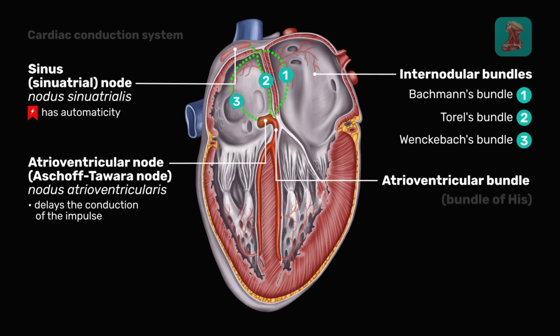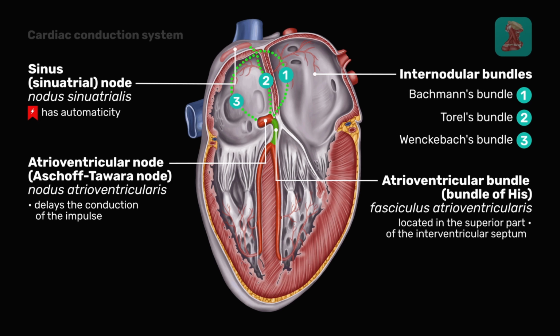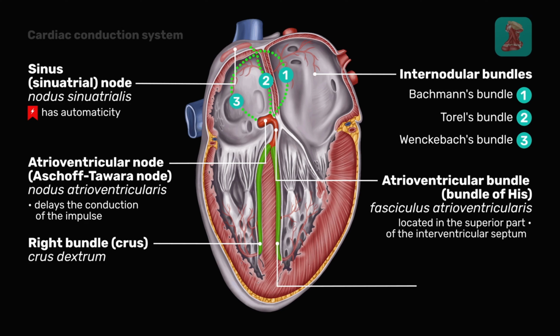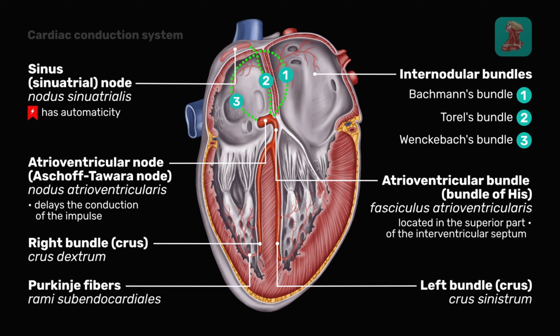The atrioventricular bundle, or bundle of His, is situated in the superior part of the interventricular septum. Then it divides into two crura: the right crus of the bundle of His and the left crus of the bundle of His. They pass along both sides of the interventricular septum and pass excitation to the ventricles. Eventually, the crura branch into small subendocardial fibers, which are called Purkinje fibers. They stimulate the ventricular myocardium.